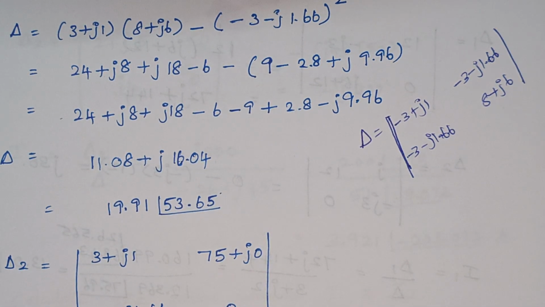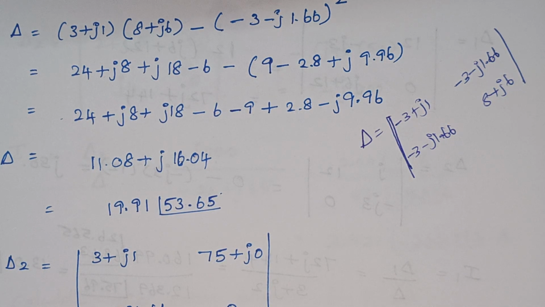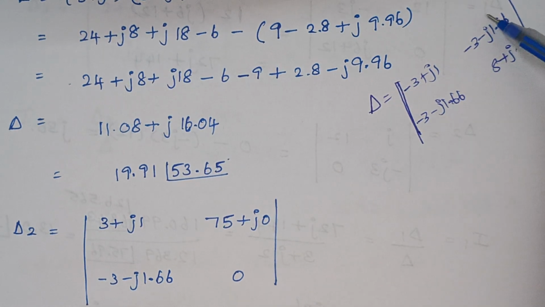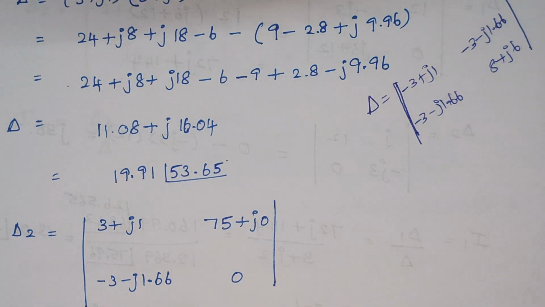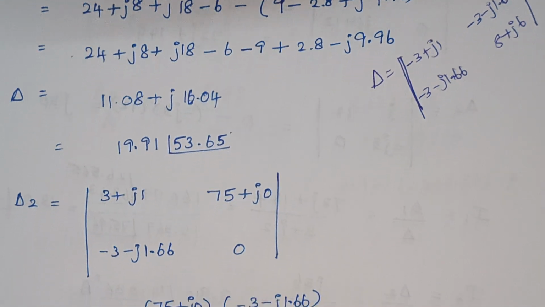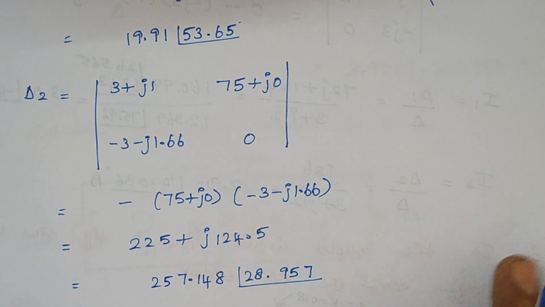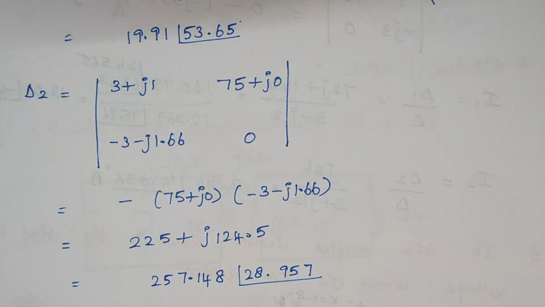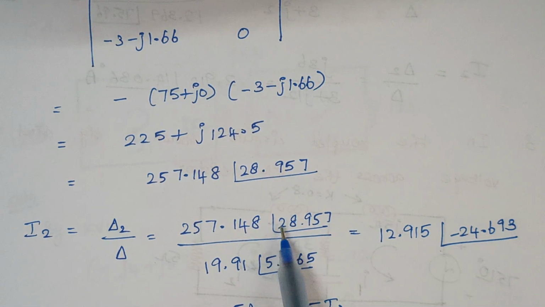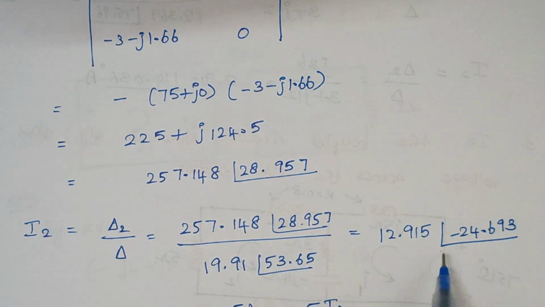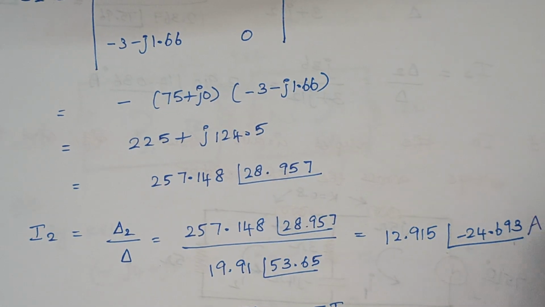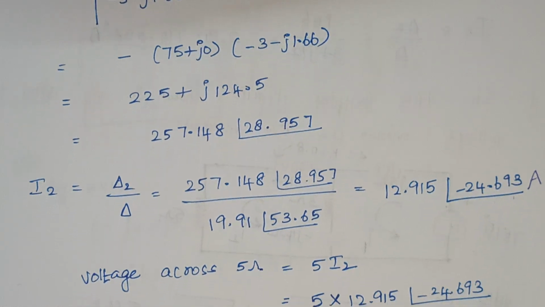Then the next thing is we need to calculate the current I2. For that we have to calculate del 2. So del 2 is nothing but you have to replace the second column of this part by the respective sources. So here this is your source value. When you replace and solve, finally I am having this value. So I2 is nothing but del 2 by del. So just substitute the values here. Once you solve, here we are having the value of I2 as this thing. This much amps.